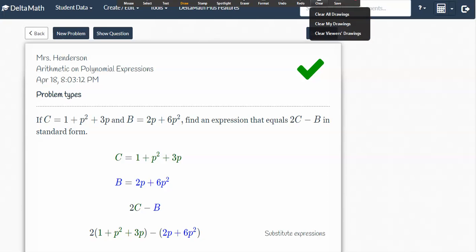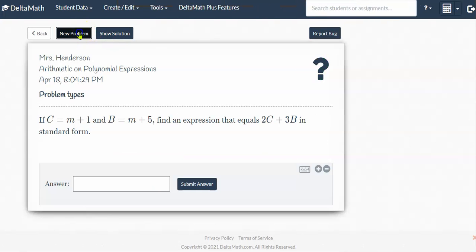Clear that writing. Do you guys feel like you need to see one more? Let's see. What's this problem look like? 2c plus 3b. These all look pretty similar. I think they're pretty similar. If you need more help than this, come to Extra Help on Tuesday or Wednesday.